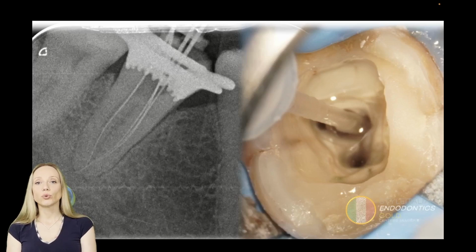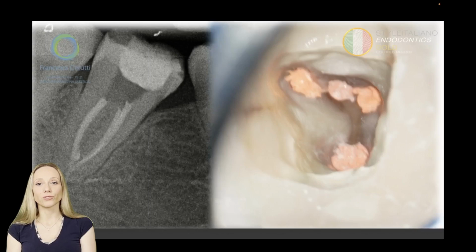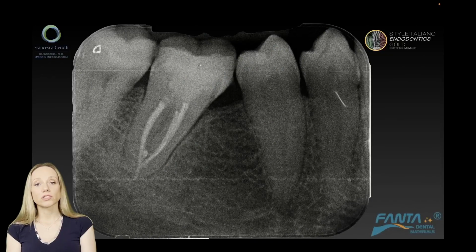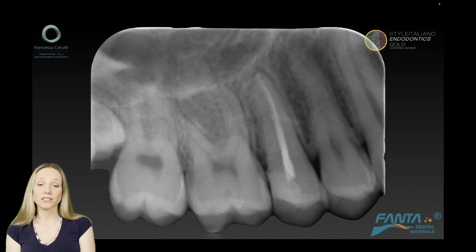We have to do the irrigation in the best way that we can because it's going to help us a lot. And then we do the three-dimensional filling of the root canal system in the way that we prefer and in the way that the tooth allows us to do. And then we just have to do the post-endo restoration and the follow-up x-rays.